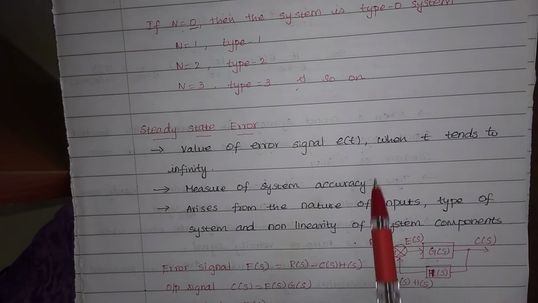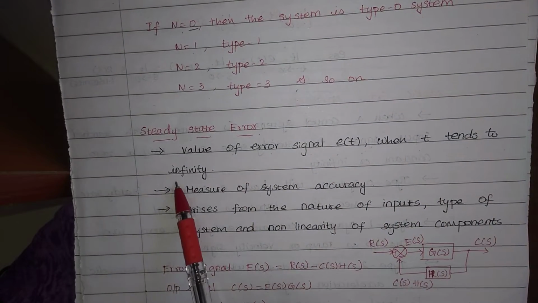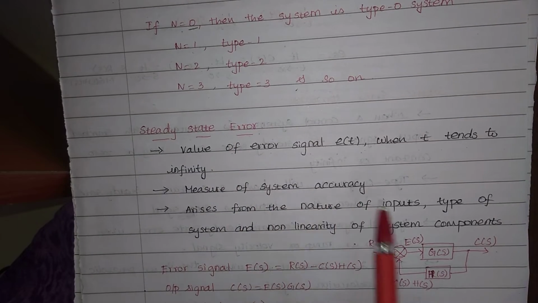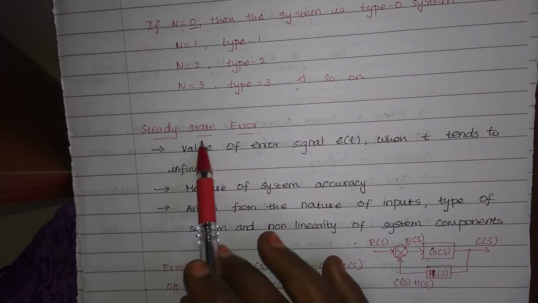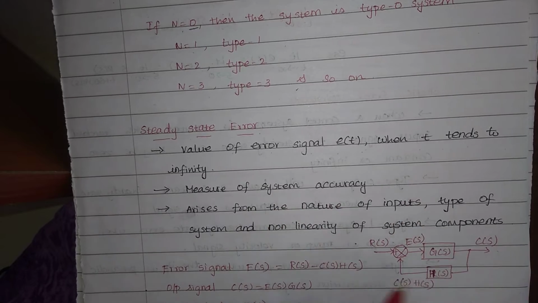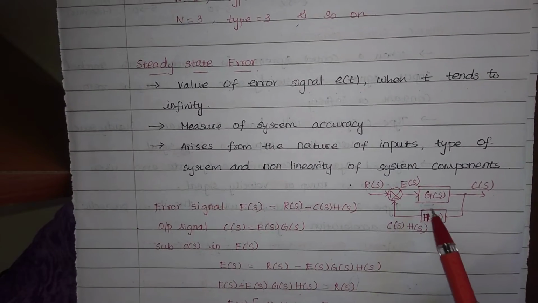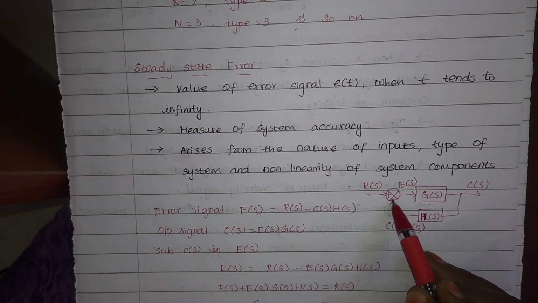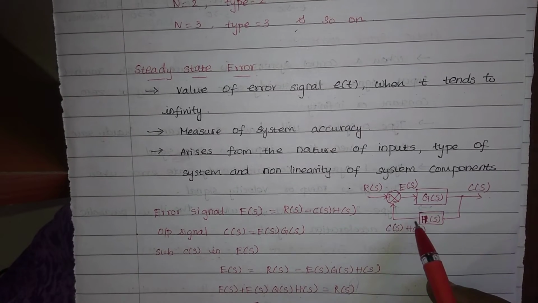Steady state error is the value of the error signal e(t) when t tends to infinity. This steady state error is useful to measure the system accuracy. Based on this, we measure the system accuracy. For example, it is a negative feedback system. Why? Because this is a feedback, here the negative sign, so negative feedback system.